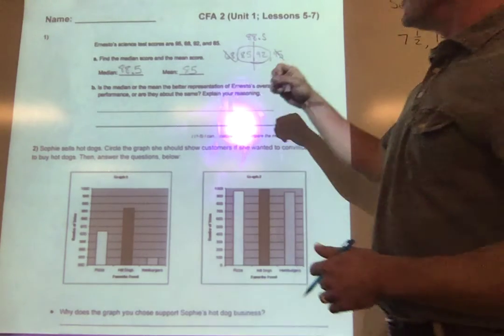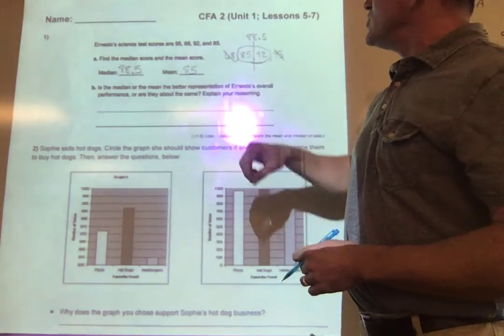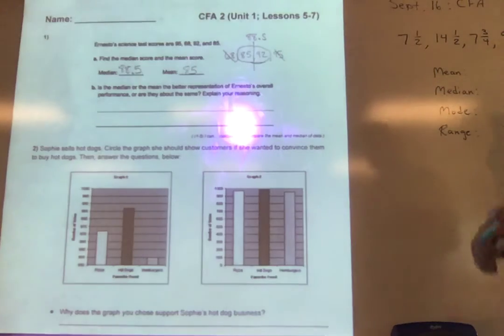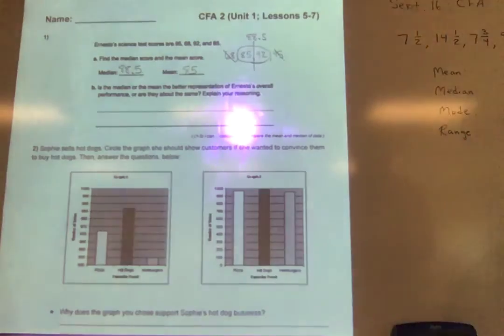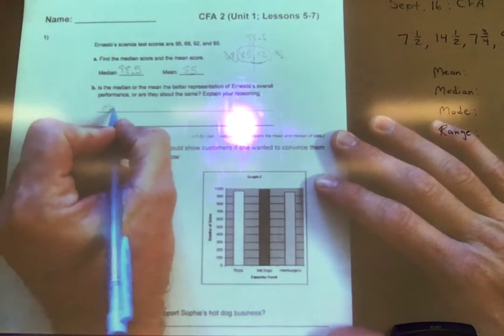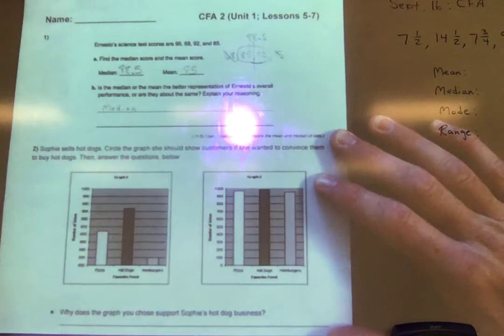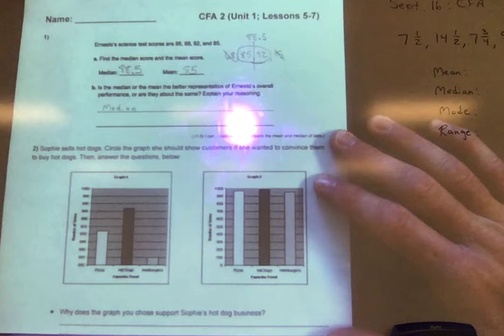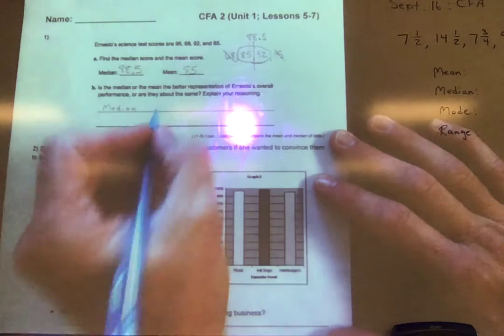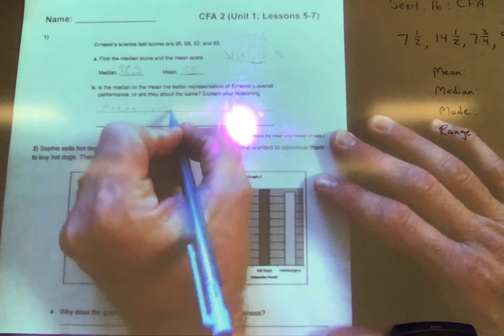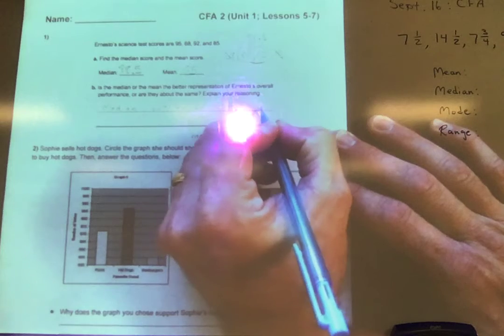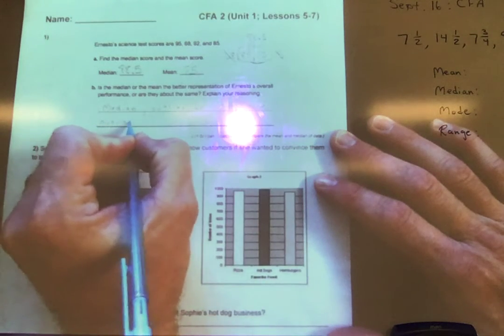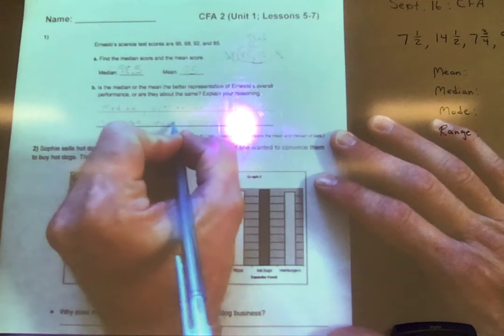And when I look at his test scores, he had a 92 and a 95 and an 85. So most of them are at or above an 85. So when I look at this, I think the median portrays his skills a little bit better and shows what he knows. So I would choose the median as a little bit better representation of what this kid probably deserves and showing what he knows. And to explain your reasoning, I would talk about the outlier bringing the average down in this case.